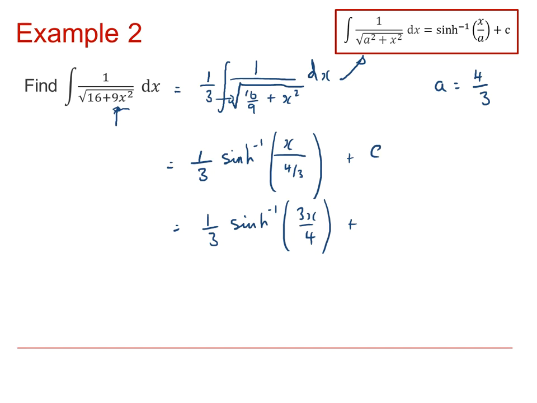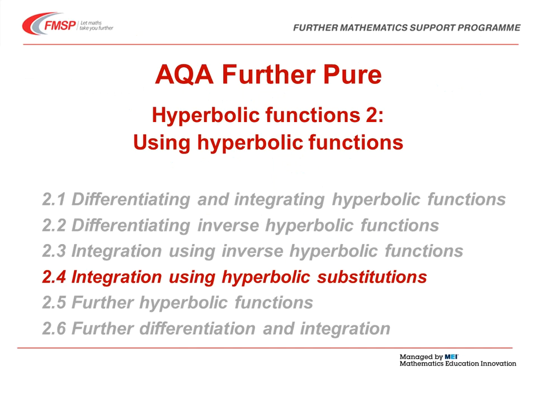So the formulae can be used for expressions where it's not just 1x squared by first of all factoring out to make sure that we've got an expression which has got just 1x squared in it. That concludes this video, and in the next one we'll be looking at integration using hyperbolic substitutions.